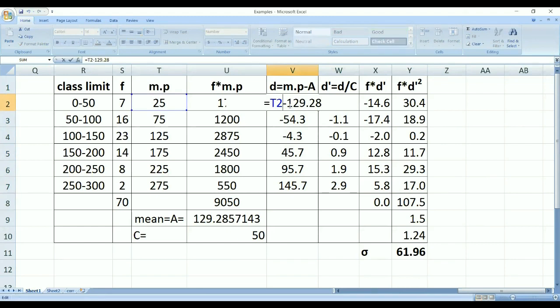You can see this mean is 129.28. Just 25 minus 129.28, and you will get this, minus 104.3.